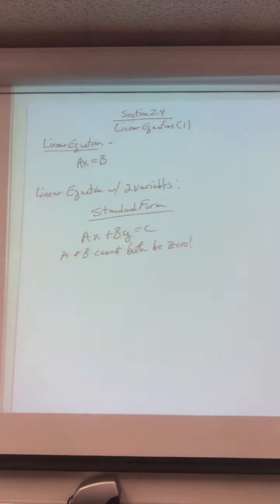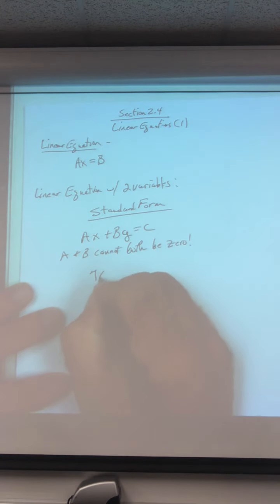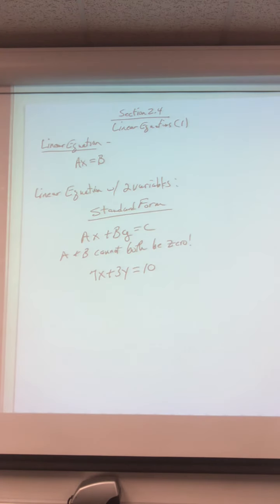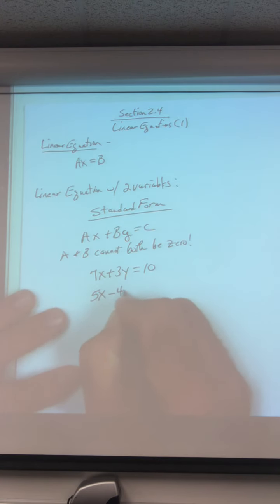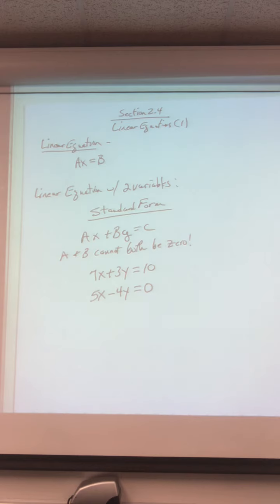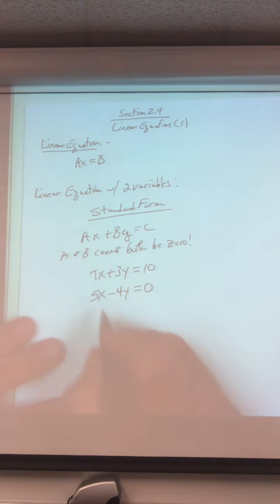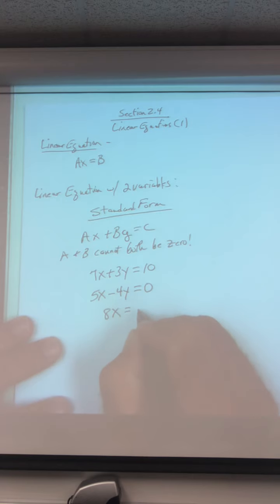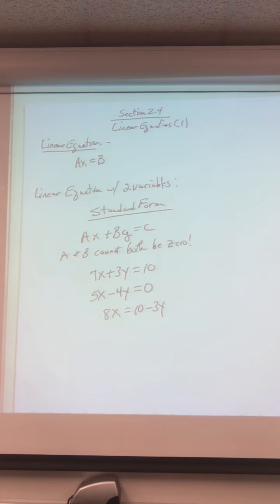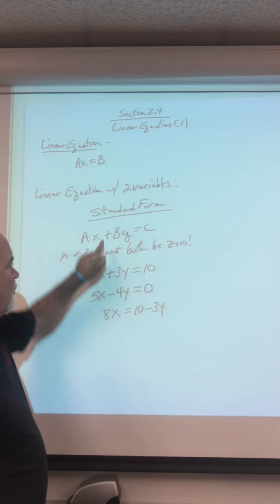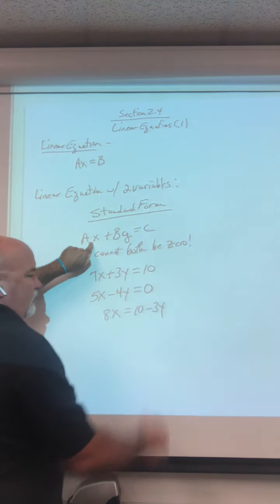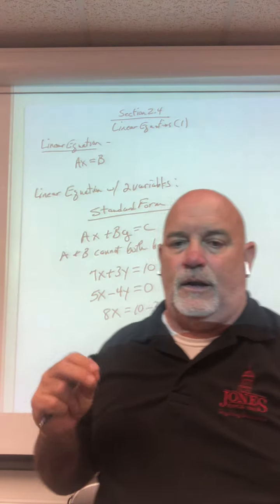So if I have this, 7x plus 3y equals 10. That is a linear equation, 2 variables. 5x minus 4y equals 0. Linear equation in 2 variables. 8x equals 10 minus 3y. Linear equation, 2 variables. Now, these 2 are in standard form because your x's and y's are on one side and your numbers on the other. That's all standard form for a linear equation means.